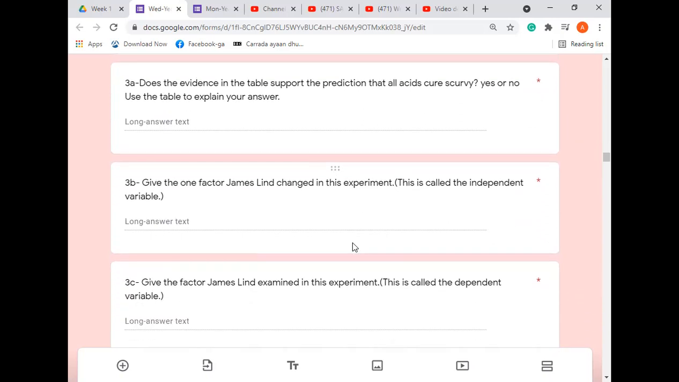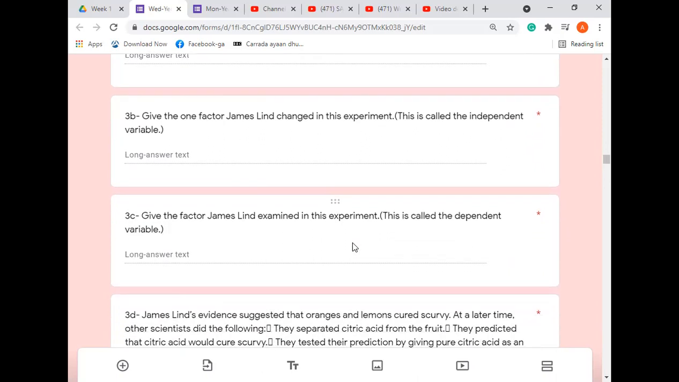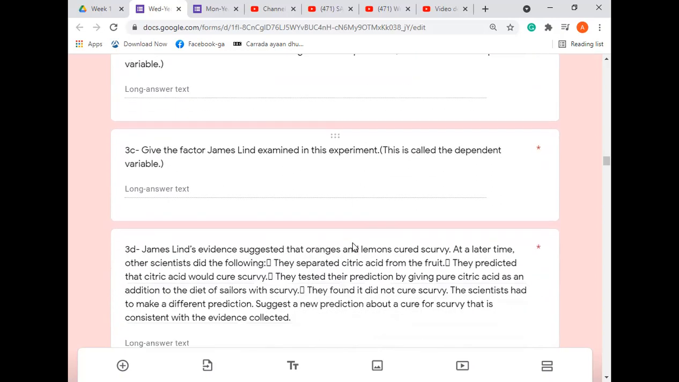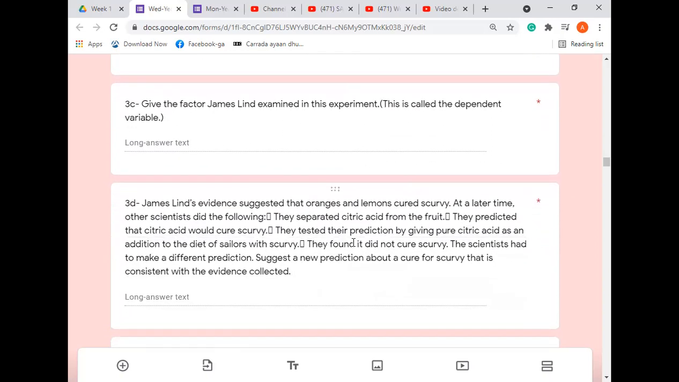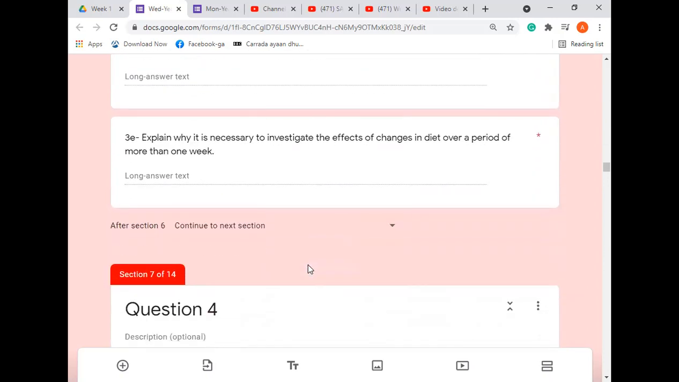Give the one factor James Lind changed in his experiment. In this experiment, this is called the independent variable. Give the factor James Lind examined in this experiment, this is called the dependent variable. James Lind's evidence suggested that oranges and lemons cured scurvy. At a later time, other scientists did the following. So they did all those steps. The question is to suggest a new prediction about a cure for scurvy that is consistent with the evidence collected. Question 3E, explain why it is necessary to investigate the effects of changes in diet over a period of more than 1 week.